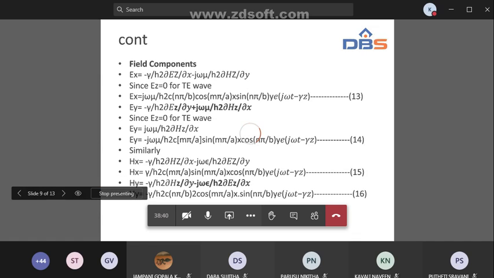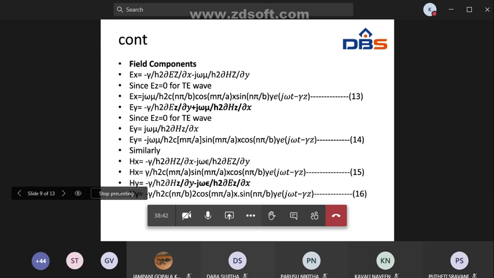So we know the field components. Ex equal to minus gamma by h square dou Ez by dou x minus j omega mu by h square dou hz by dou y.